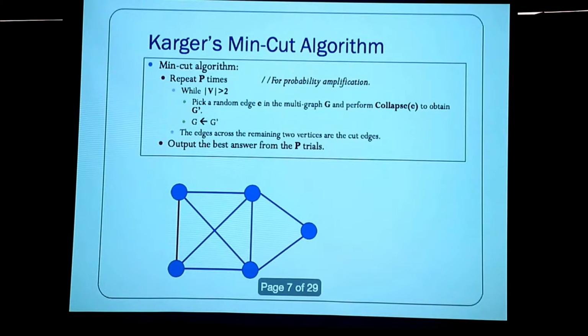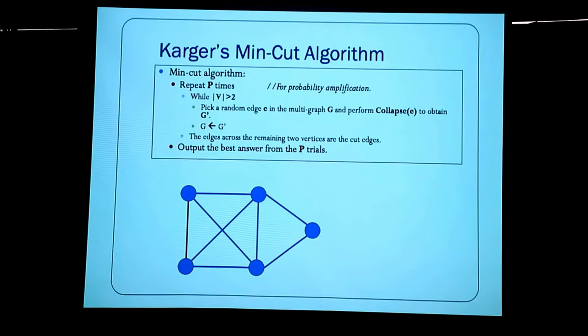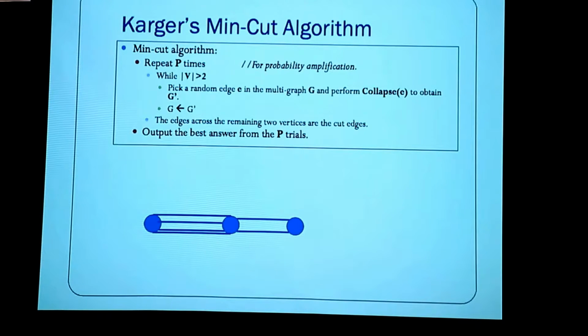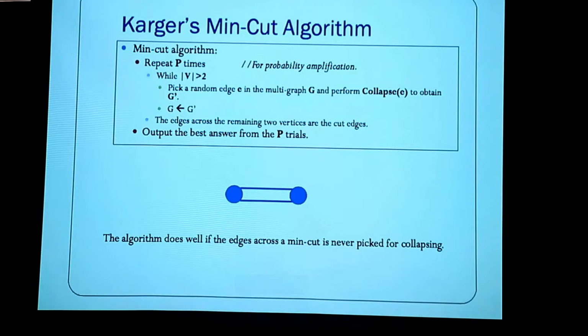Okay, so let's run this randomized algorithm on this particular example. Suppose you pick a random edge to collapse. You start. So this is just one time. You pick a random edge to collapse, you collapse them. This is the graph that you get. Again, you pick a random edge, maybe this one, and you collapse. This is the multi-graph that you get. Again, you pick a random edge, you collapse. This is the graph that you get.